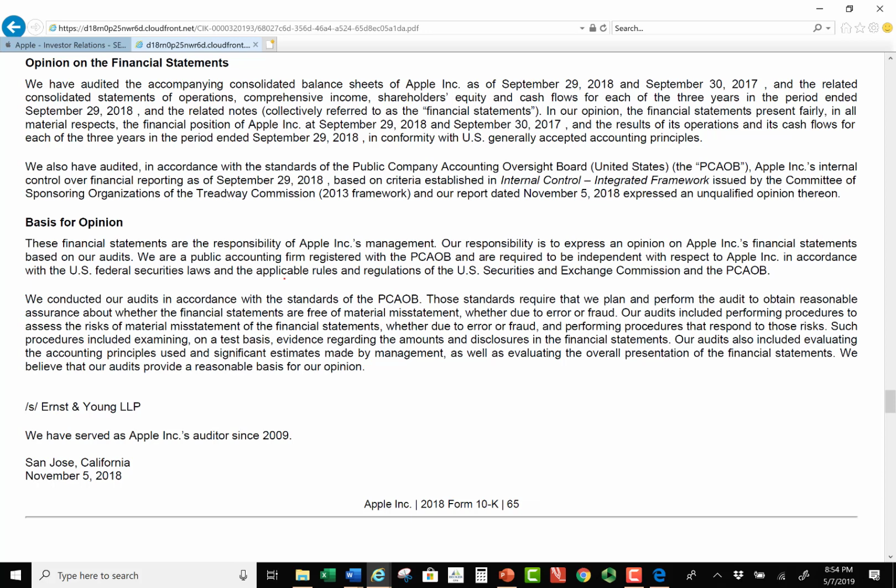We are a public accounting firm registered with the Public Company Accounting Oversight Board and required to be independent with respect to Apple in accordance with U.S. federal securities laws, applicable rules and regulations of the U.S. Securities and Exchange Commission, and the PCAOB. PCAOB, the Public Company Accounting Oversight Board, is an entity that was created by Sarbanes. Sarbanes-Oxley, who's Sarbanes, who's Oxley?